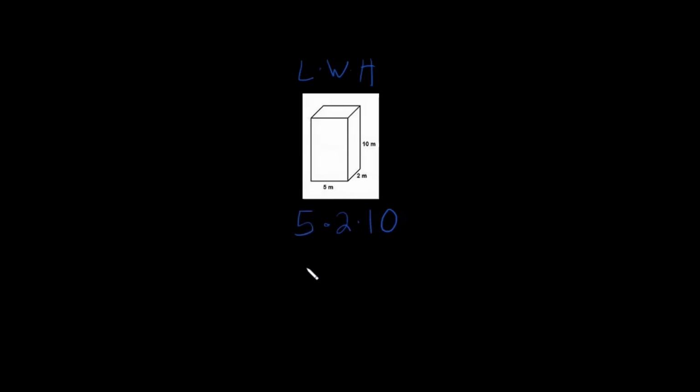And then this is going to be 5 times 2, which is 10, times 10, and then this is going to be 100. And we'll notice here our first dimensional unit is going to be meters, so our volume is going to be in cubic meters, or we can write this as meters cubed. And this is our answer, and we are done.